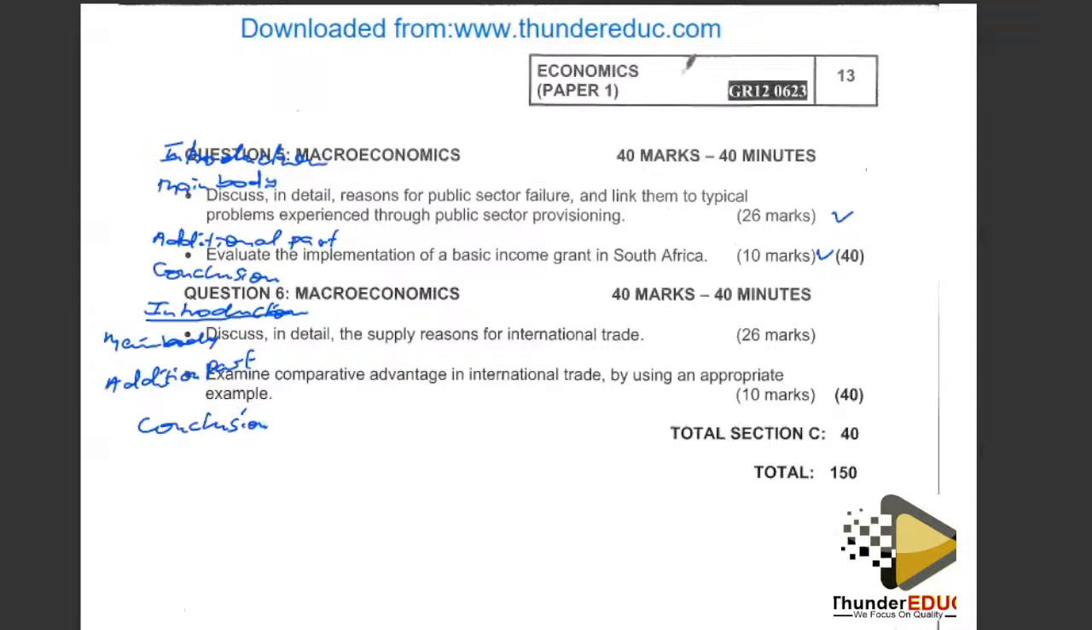And also under the main body, the major essence, you should come up with 13 points, of which each point carries two marks. Then that will give you 26 marks. And also under the additional part, the expectation as well is to come up with 5 points, of which each point carries 2 marks. So now coming to the conclusion, the expectation is also to come up with 2 points. So now let's check the introduction.